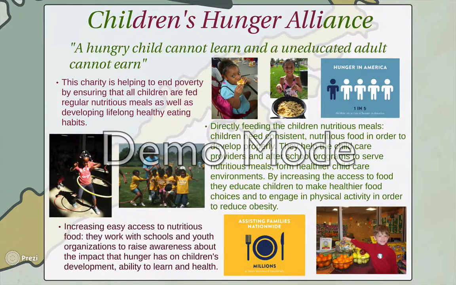Directly feeding the children nutritious meals. Children need consistent, nutritious food in order to develop properly. They help the child care providers and after-school programs to serve nutritious meals from healthier childcare environments. By increasing the access to food, they educate children to make healthier food choices and to engage in physical activity in order to reduce obesity.